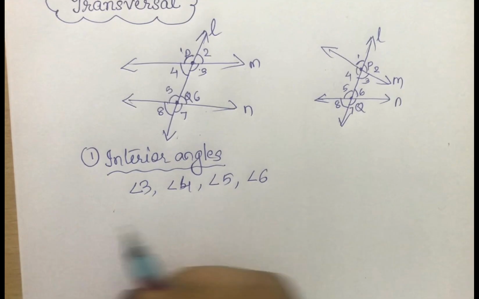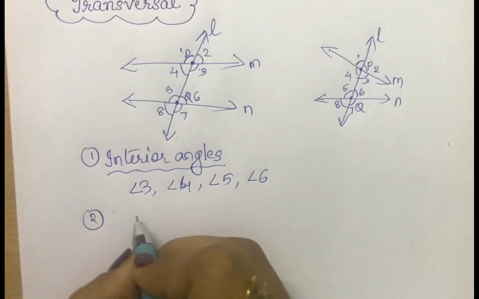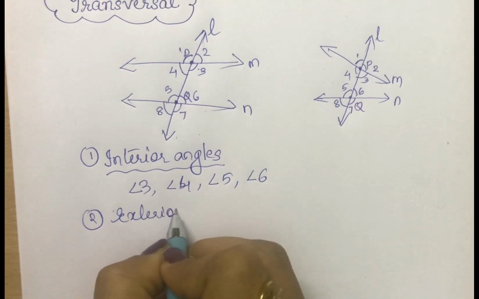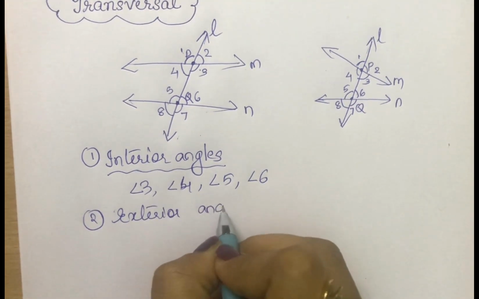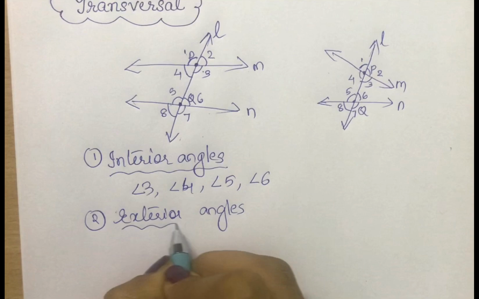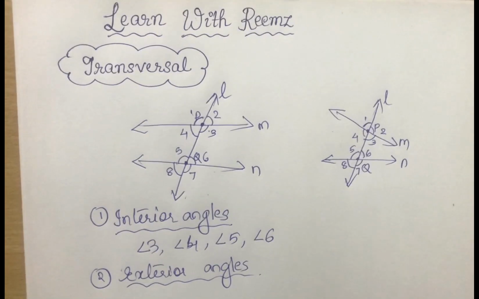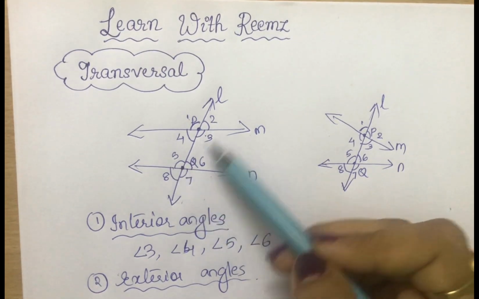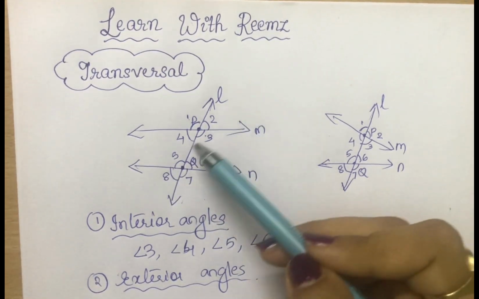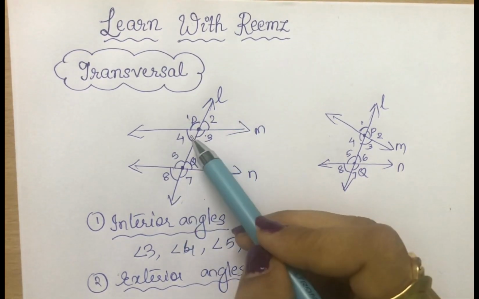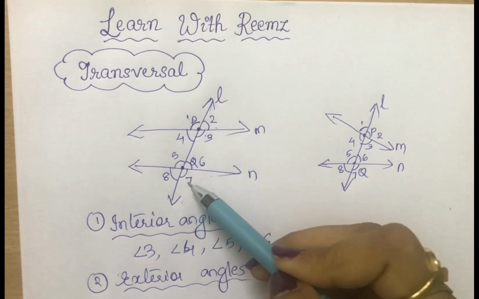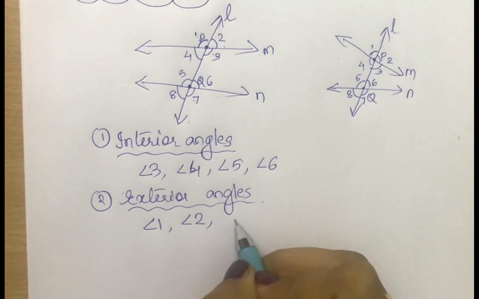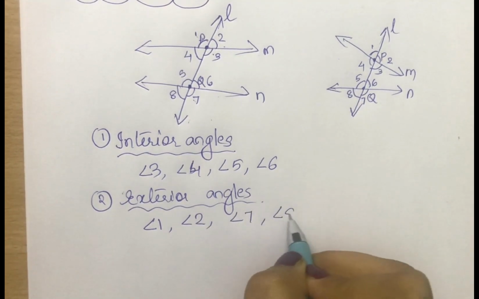Now the next angles are exterior angles. So what are the exterior angles formed here? Exterior angles are the angles which lie outside of the two lines, that is angle 1, 2, 7 and 8. Angle 1, angle 2, angle 7, angle 8.